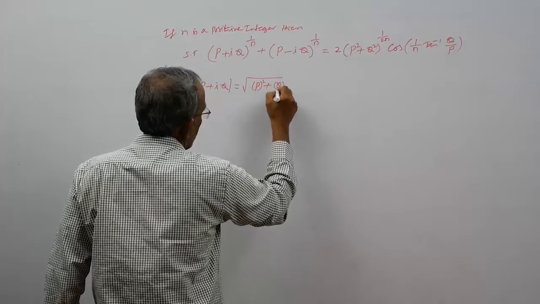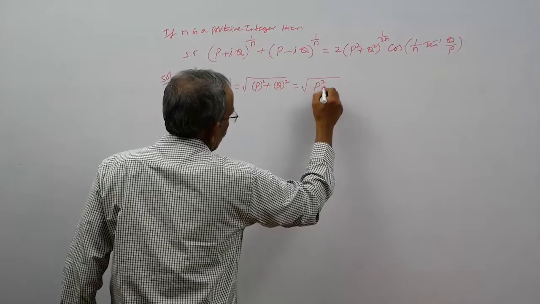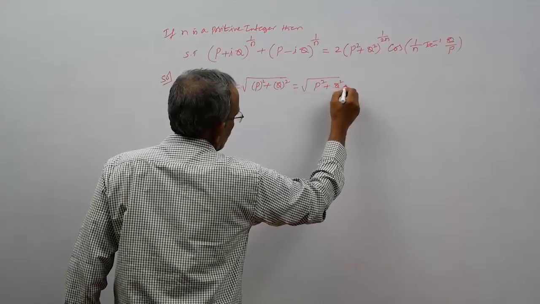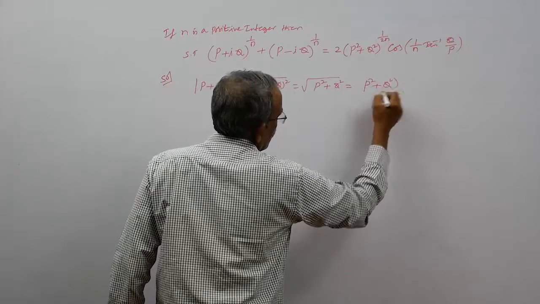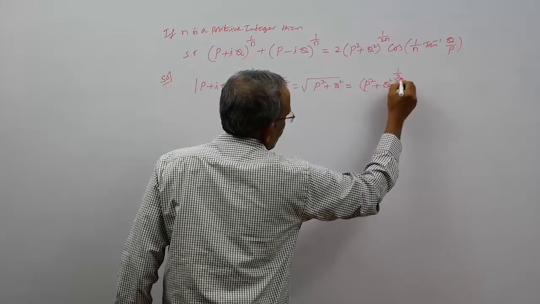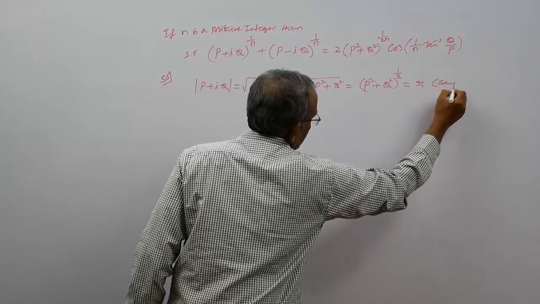Root of p square plus q square, that is (p square plus q square) whole to the power of 1/2, that is equal to r.